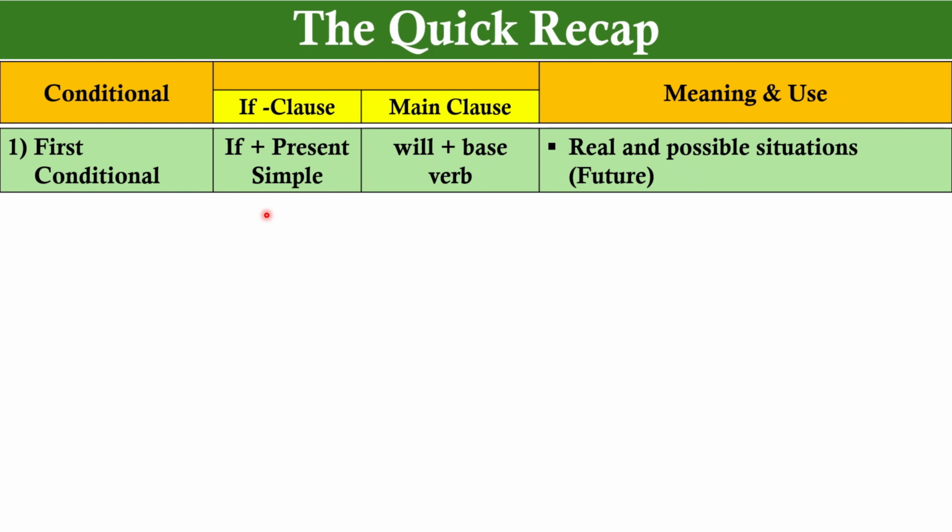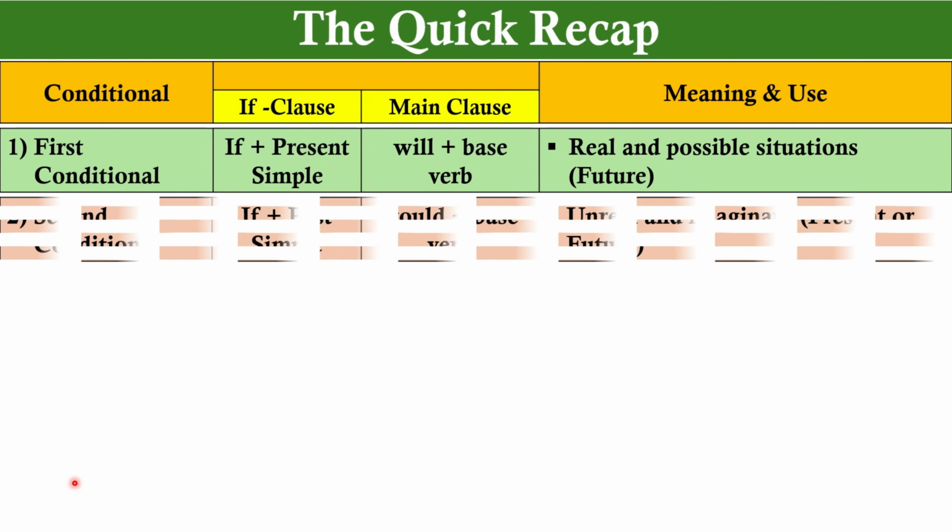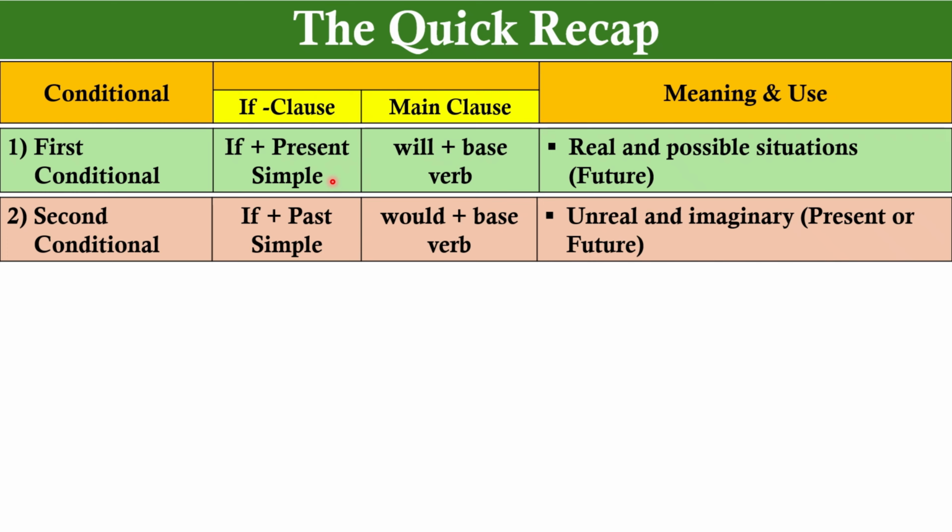Before we look at the examples, here is a quick recap of the three conditionals we'll compare today. The first conditional uses if plus present simple in the if clause and will plus base verb in the main clause. We use it for real and possible situations in the future. The second conditional uses if plus past simple in the if clause and would plus base verb in the main clause. This one is for unreal or imaginary situations, things that are not true or unlikely in the present or future.